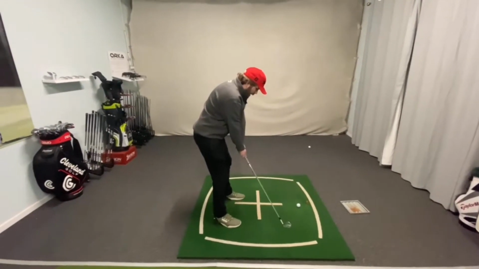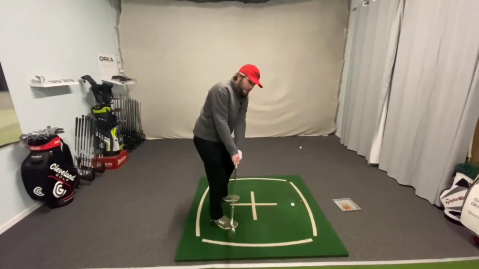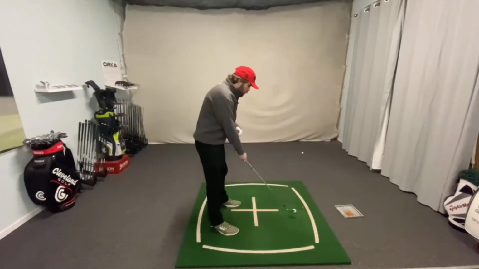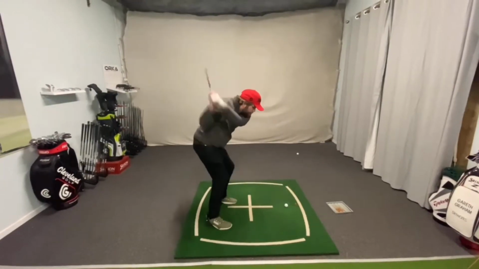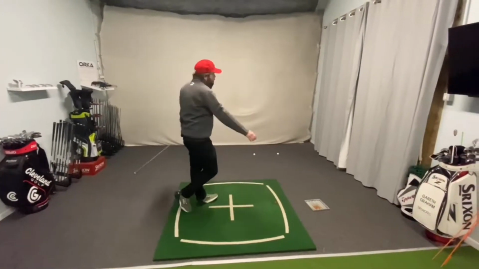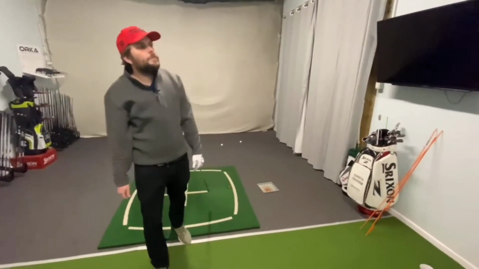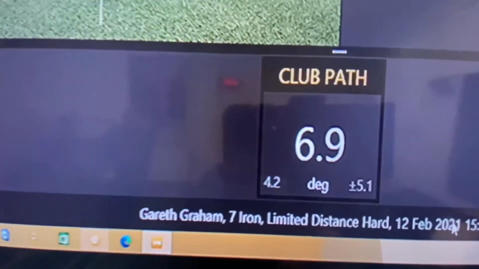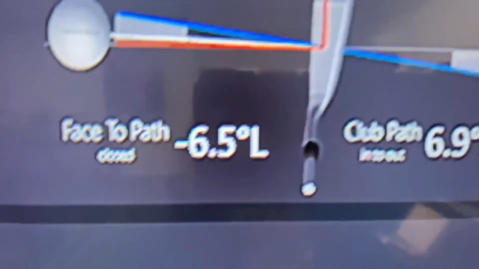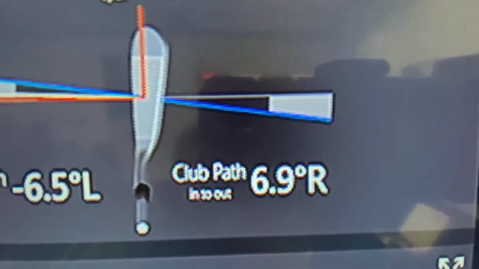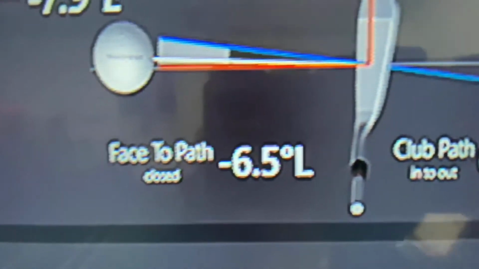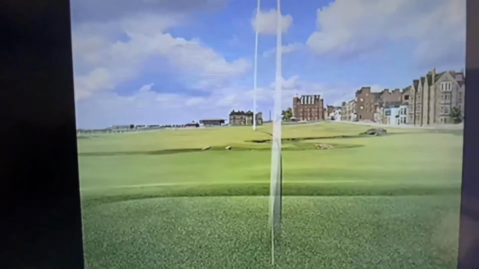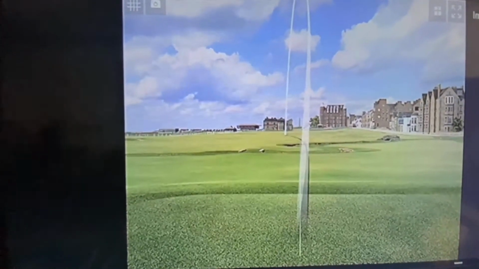So you can have an in-to-out club path, and what I'm going to try and do here is have an in-to-out club path with a closed face, and what that should technically do is draw towards the target line. So we still have an in to out club path by 6.9 degrees. This time our club face is closed by 6.5, which then you'll see the curve to the left. So it's produced that nice little draw.